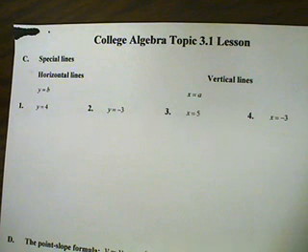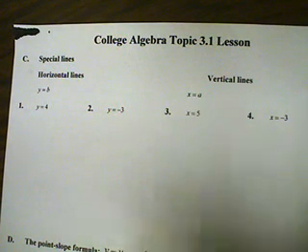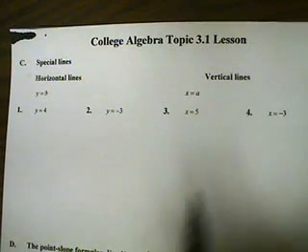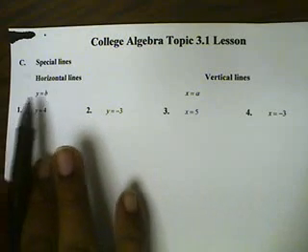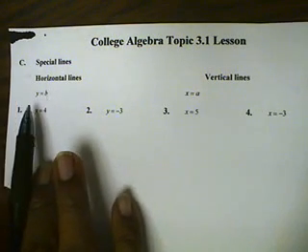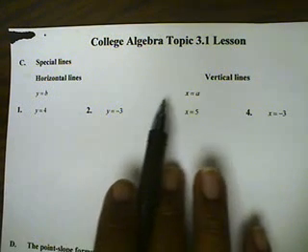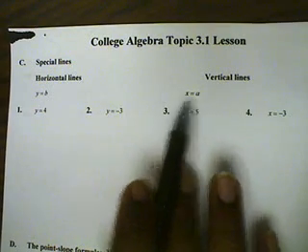College Algebra, Topic 3.1 lesson. Let's talk about special linear lines. There are horizontal lines and vertical lines. Horizontal lines are always represented by y equals a number, whereas vertical lines are represented by x equals a number.